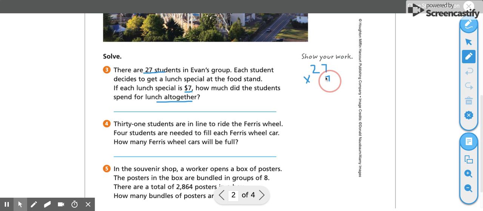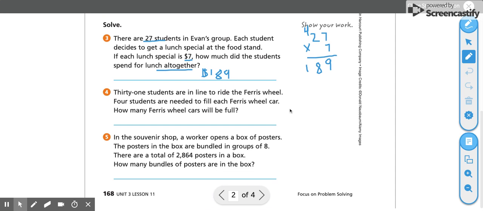So first I'll do 7 times 7, which is 49. Here my 4. 2 times 7 is 14, plus my 4 would give me 18. So total, they spend $189 on food. Whew, an expensive lunch, but I guess it is 27 people. So $189.